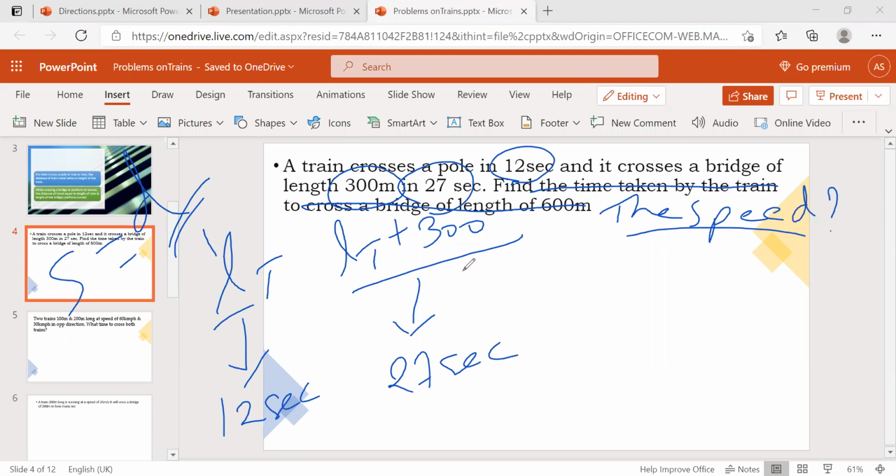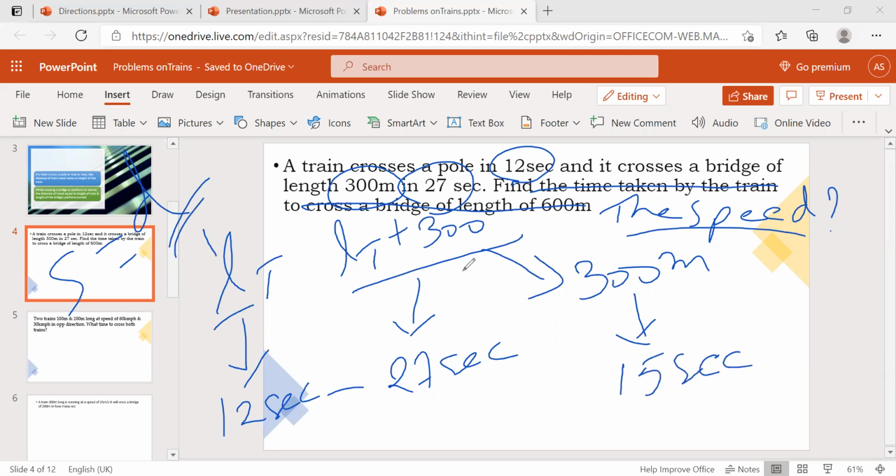So from this, we'll get only 300 meters. Only 300 meters by substituting this. So LT is 12 seconds. LT plus 300 is 27 seconds. If from this we want only 300 meters, how many seconds will it take? 27 minus 12. It's nothing but 15 seconds.